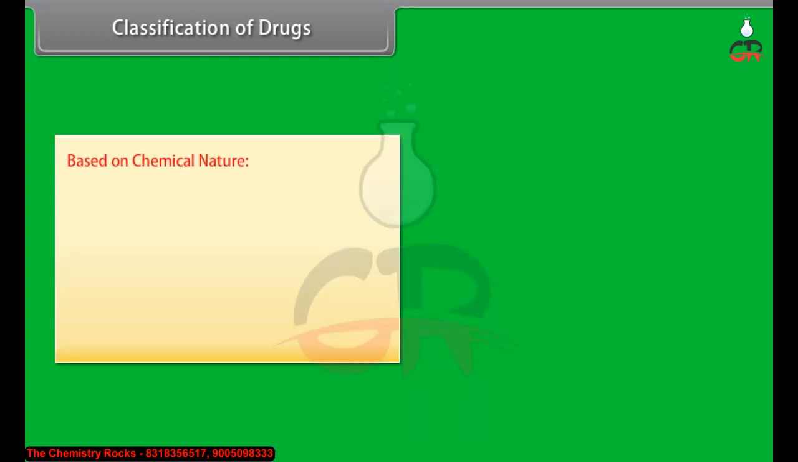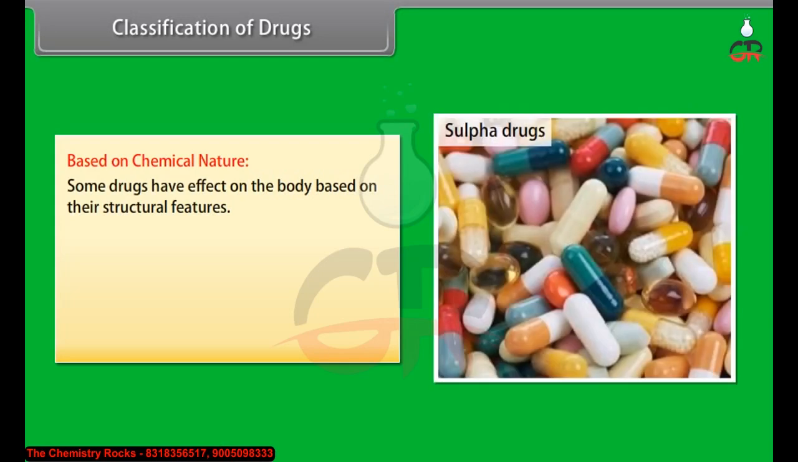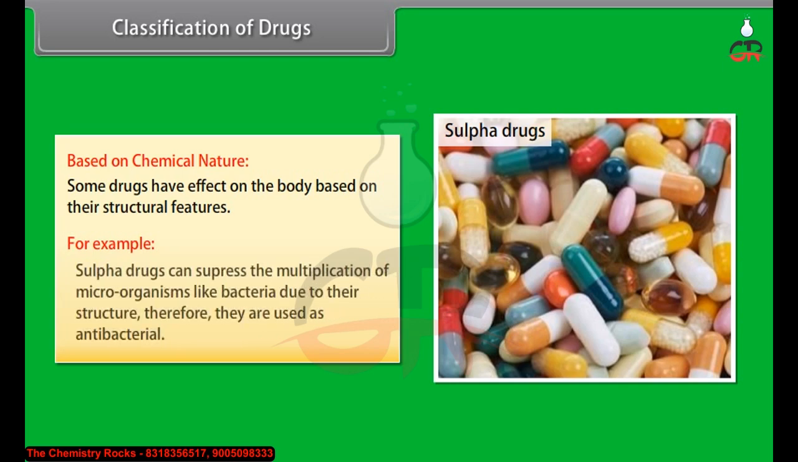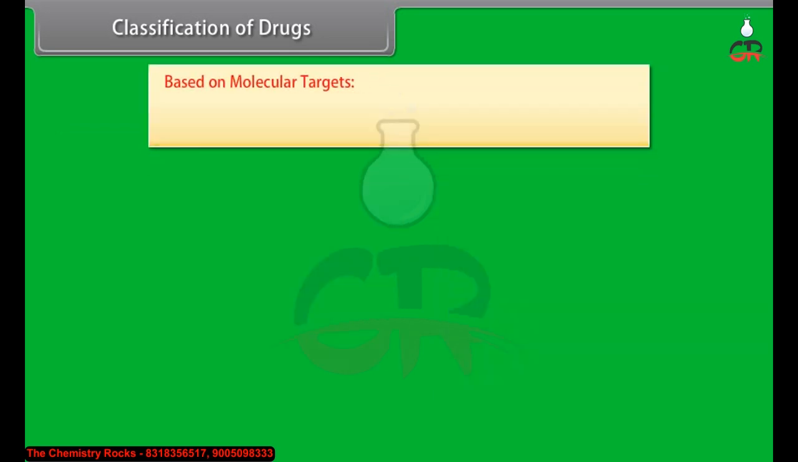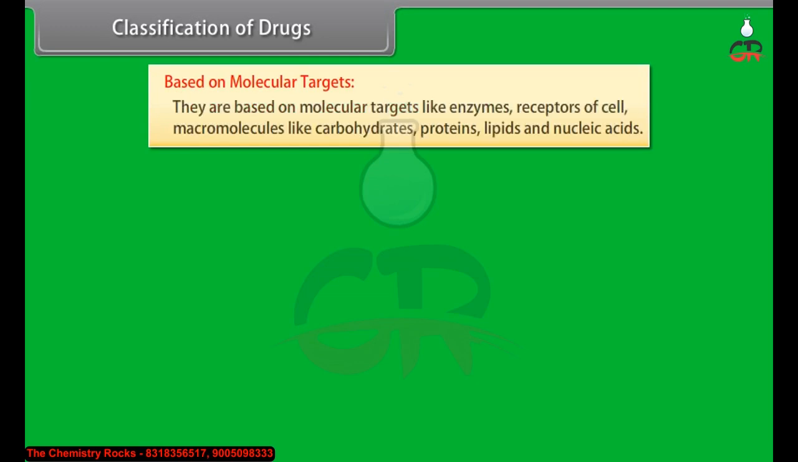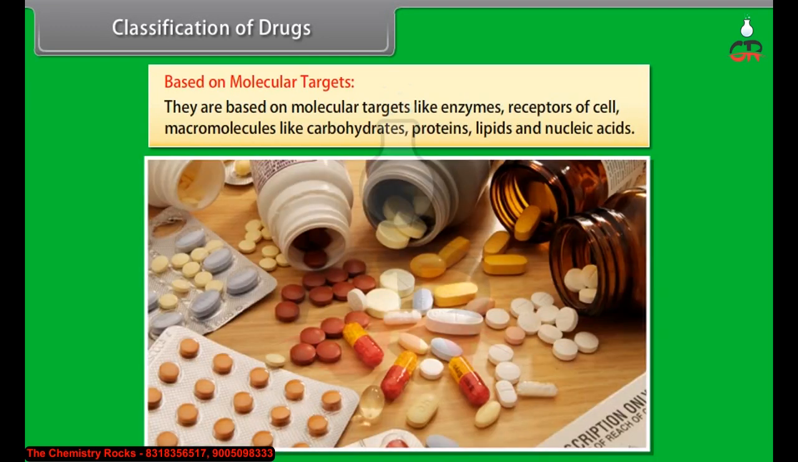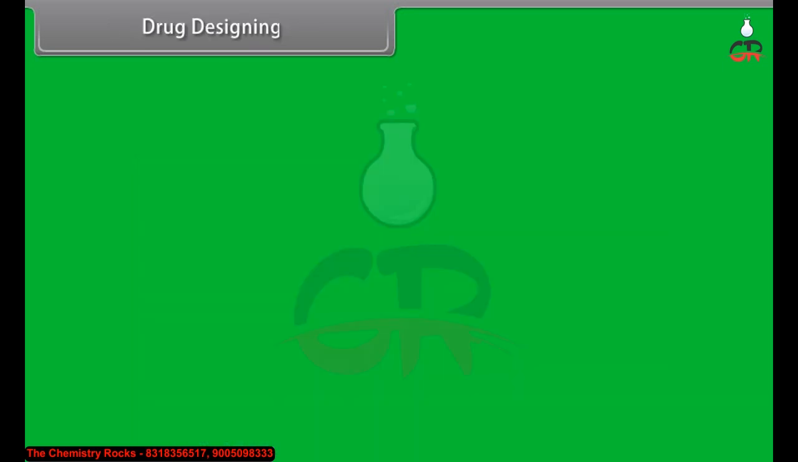Based on chemical nature. Some drugs have effect on the body based on their structural features. For example, sulfa drugs can suppress the multiplication of microorganisms like bacteria due to their structure. Therefore, they are used as antibacterials. Based on molecular targets. They are based on molecular targets like enzymes, receptors of cells, and macromolecules like carbohydrates, proteins, lipids, and nucleic acids.